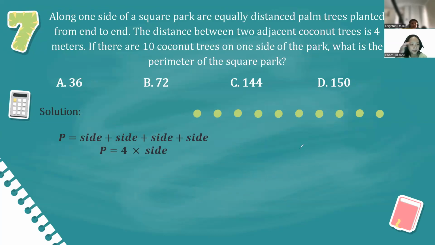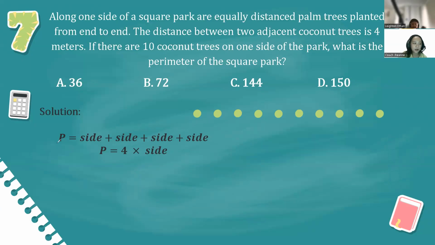Number 7. Along one side of a square park is equally distanced palm trees planted from end to end. The distance between 2 adjacent coconut trees is 4 meters. If there are 10 coconut trees on one side of the park, what is the perimeter of the square park?